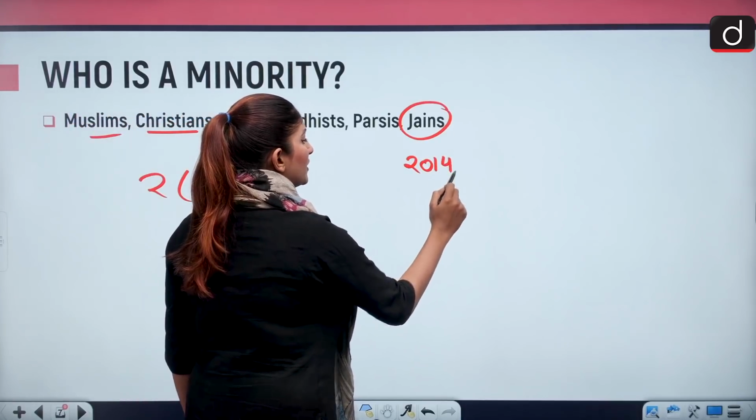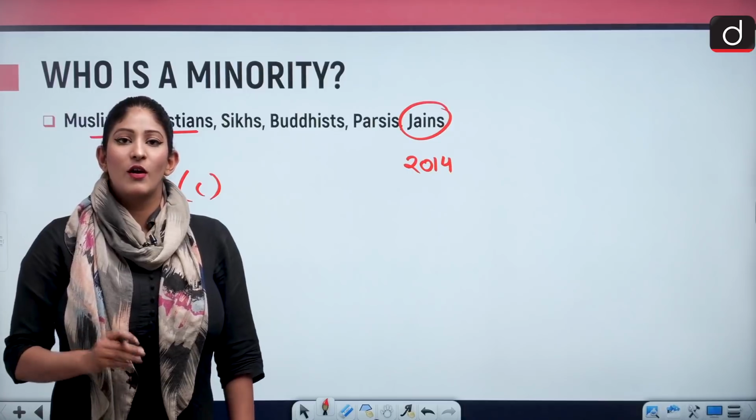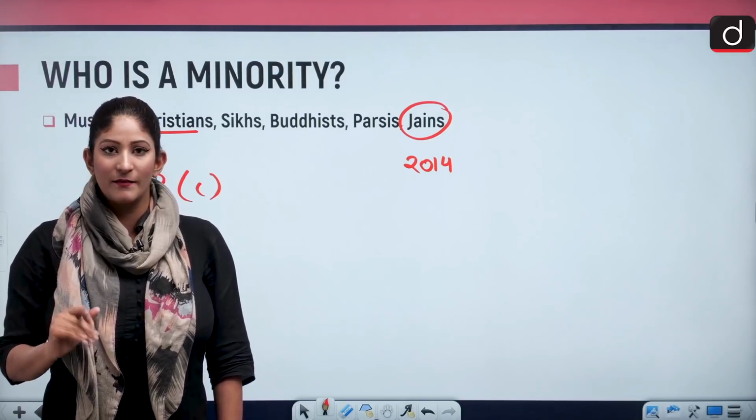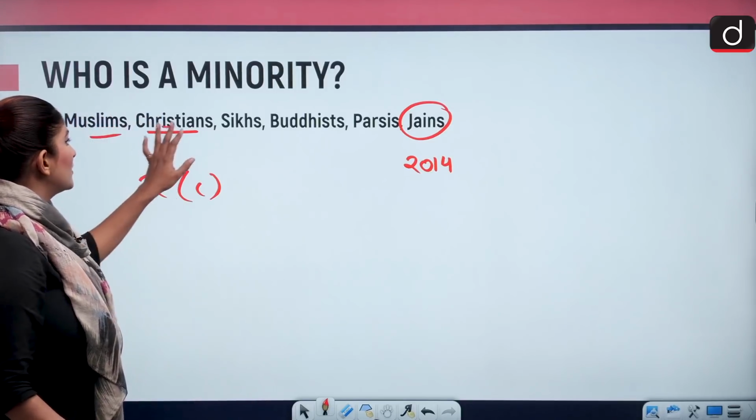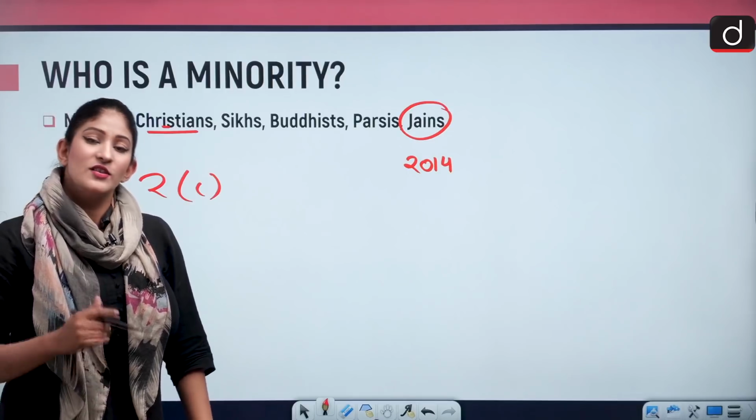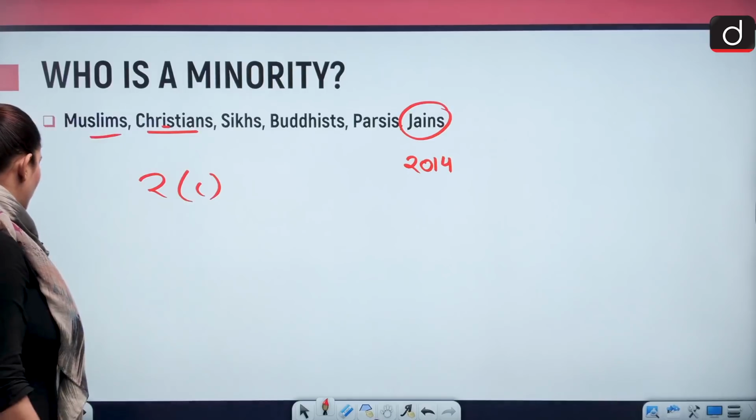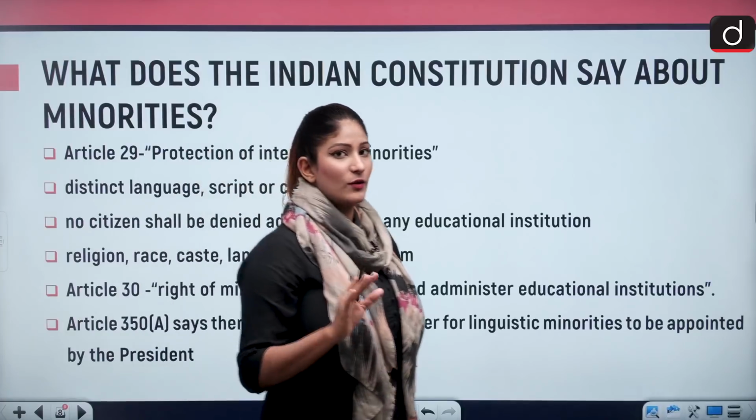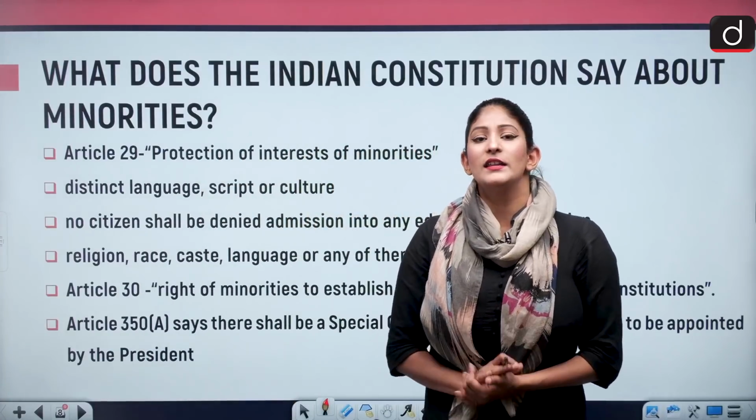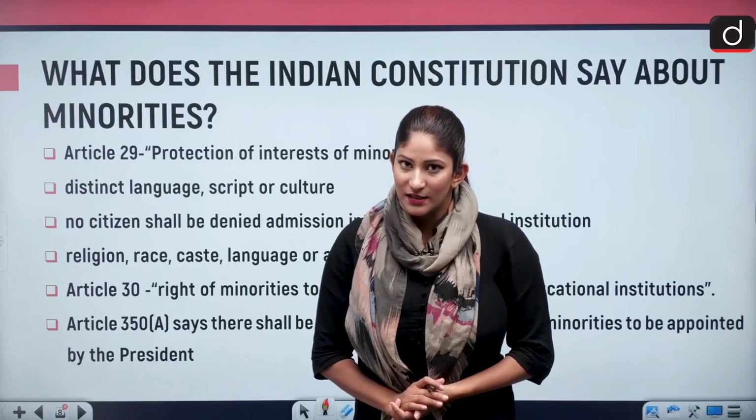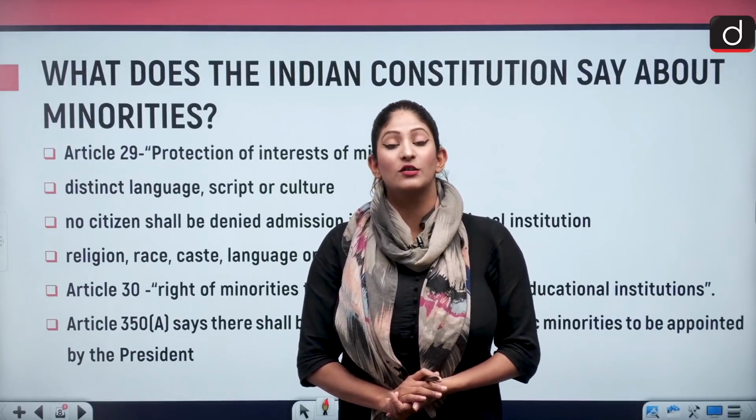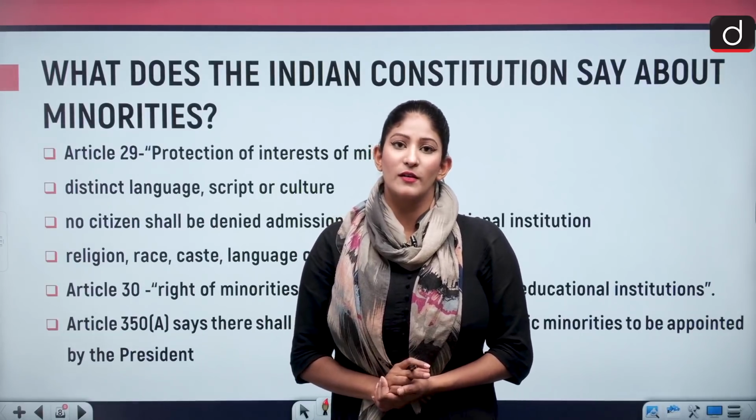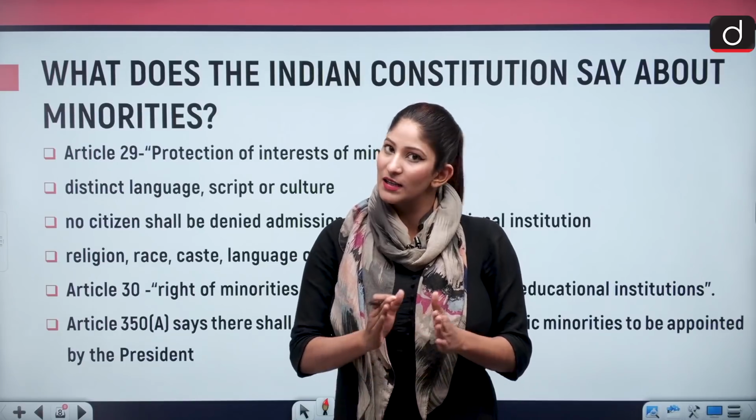So if it is asked in the prelims examination which of the following communities were part of the original mention in the NCM Act, you can say Muslims, Christians, Sikhs, Buddhists and Parsis, but not Jains. Jains were added only in the year 2014. Okay. So what does our Constitution say about minorities? Minorities are nowhere defined in the Constitution. There are certain articles which talk about minorities based on language and religion. So remember two facets of being a minority: religious and linguistic.